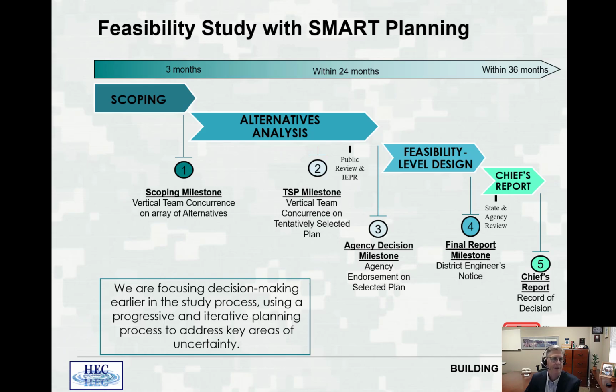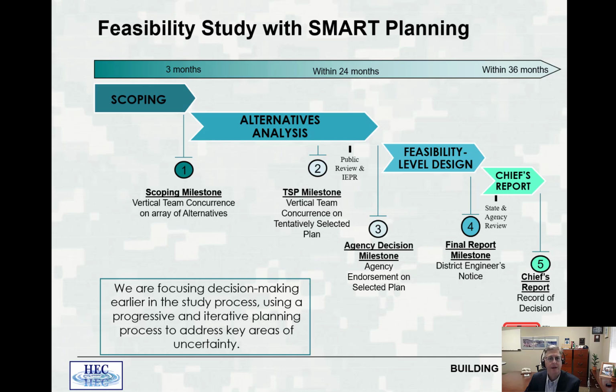The second phase, or milestone, is when you develop the tentatively selected plan. This is where the vertical team concurs on the tentatively selected plan. This takes somewhere between 6 and 15 months to conduct. And then once the USACE team has decided on what the tentatively selected plan is, they can send that out to public review or the independent external peer review.